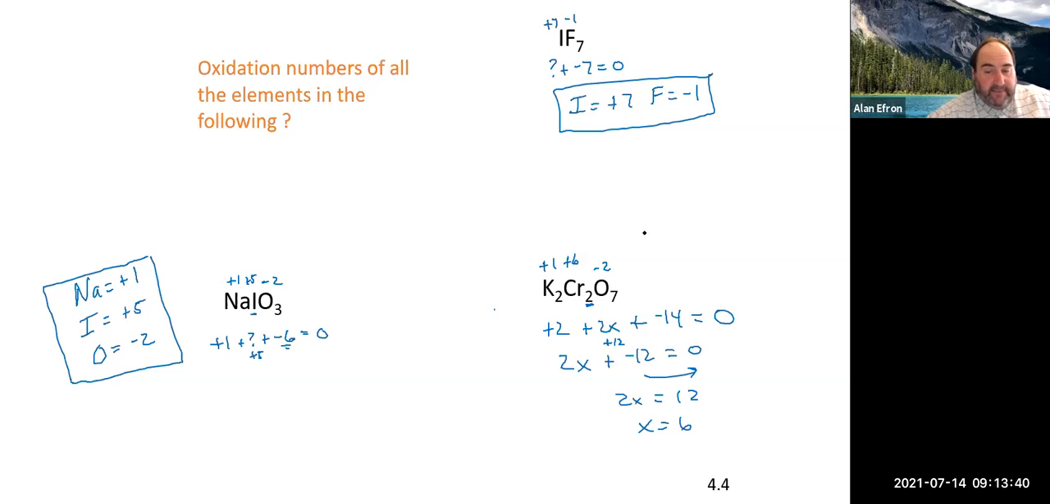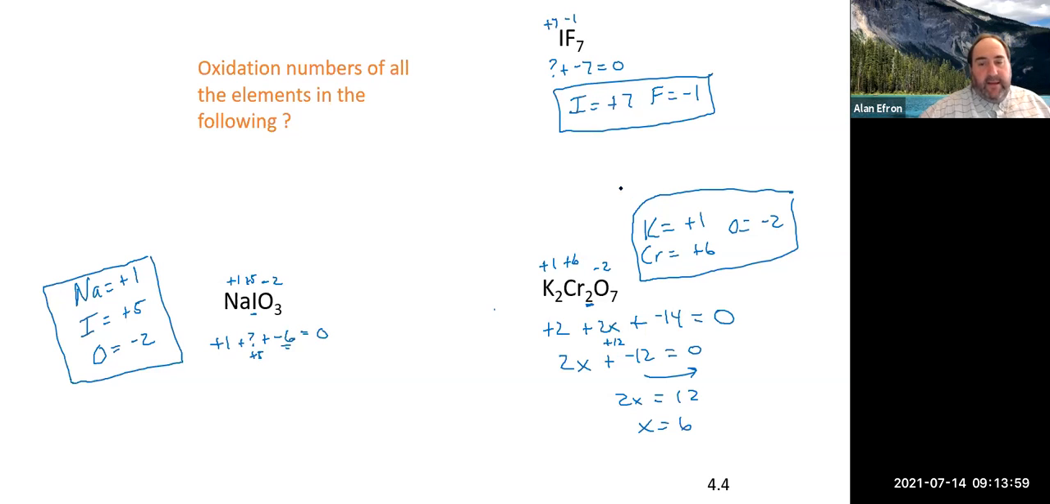So in this case, potassium's oxidation state, again, would be plus 1, not plus 2. Chromium here would be plus 6, and oxygen here would be minus 2, again, not minus 14 in this particular case. Question on assigning those oxidation states? Again, really important because it can allow you, as we did a little bit earlier, to figure out what is being oxidized and what is being reduced by following the oxidation states.